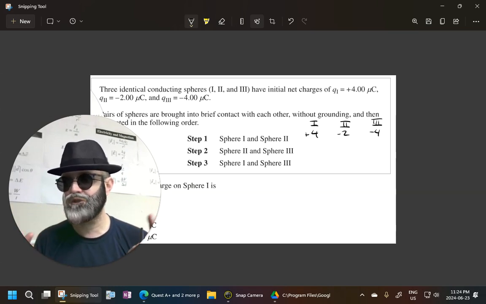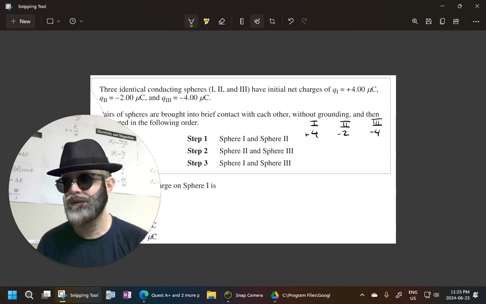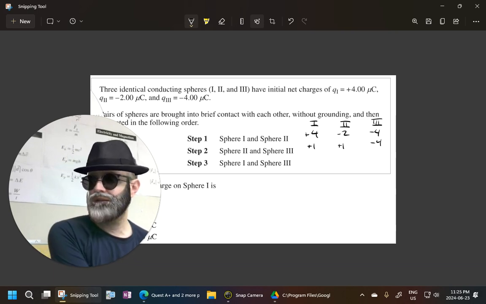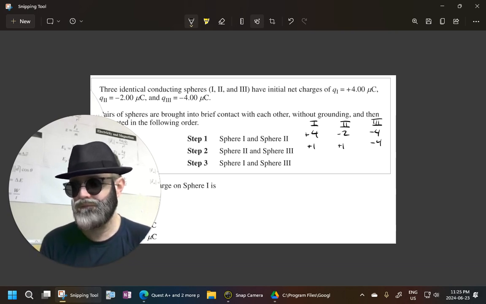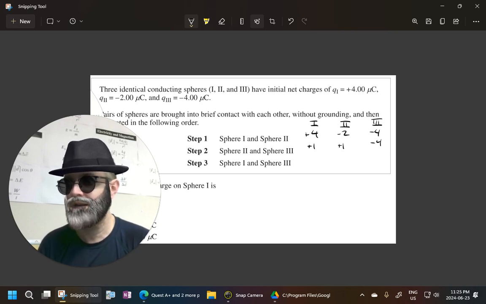So when I touch 1 and 2 together, my overall charge is 2, and then I separate them, and now they each have positive 1, negative 4. Then I'm going to take 2 and 3, touch them, and then separate them. So 2 and 3, I would have a negative 3 charge, so negative 3 divided by 2 is negative 1.5, negative 1.5, and this one didn't change.